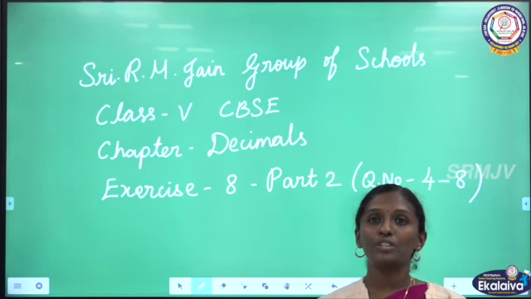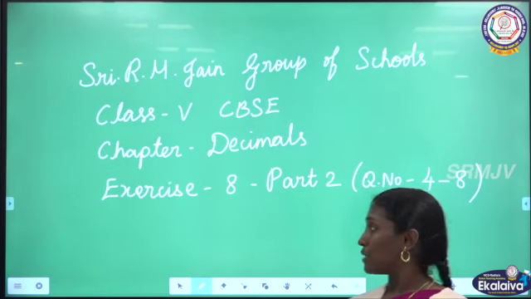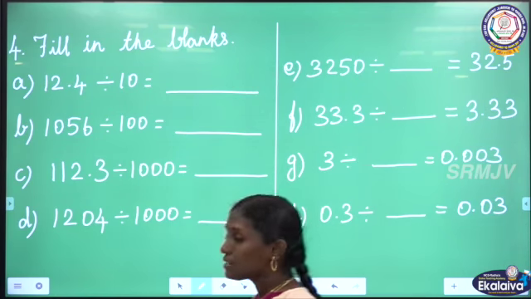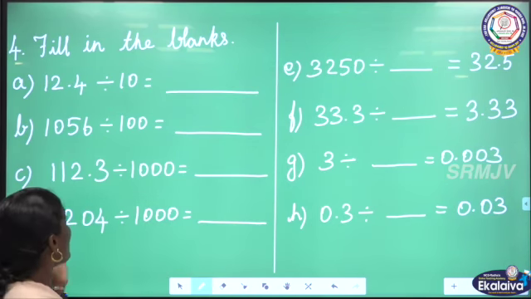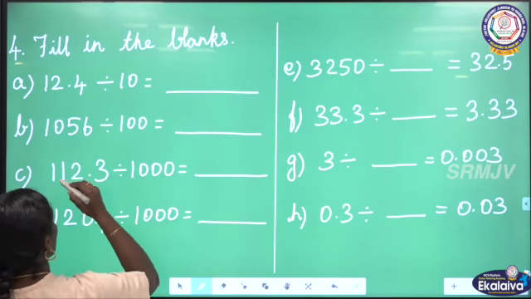Now we are going to do the remaining problems in exercise 8 from the chapter decimals. The next question, fill in the blanks. Here we are going to divide the decimal numbers by 10, 100 and 1000. Here the first question, 12.4 divided by 10.